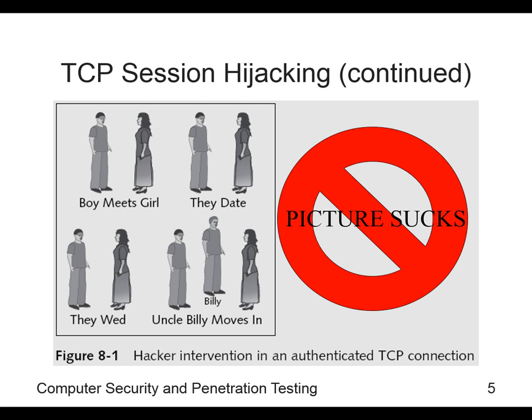But okay, I think this picture sucks. I put the 6. Basically, it says boy meets girl, they date, they get wed, and then Uncle Billy moves in. I don't know if that's really TCP. Uncle Billy would have to be between the girl and boy. I mean, the mother-in-law, okay, that'd be better. But I was like, Uncle Billy moves in? I didn't like the picture, but I left it there.